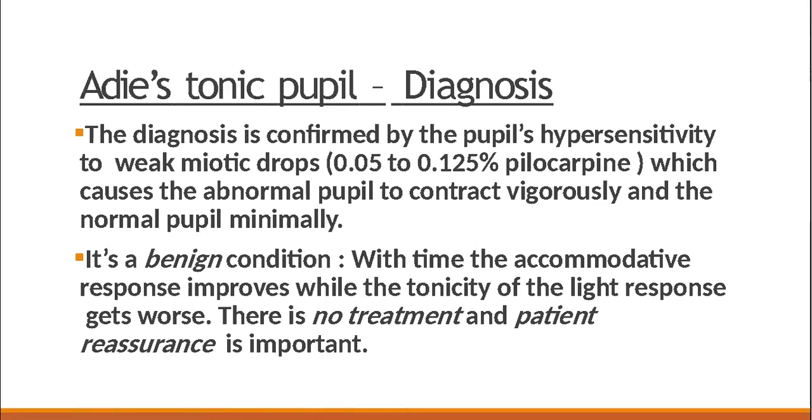And how do we confirm the diagnosis, friends? It's very easy. We have pilocarpine drops available with us. We dilute the pilocarpine drops to 10%, and then we put that drop in the abnormal pupil. It will constrict vigorously even with the diluted drop, whereas the normal pupil may not constrict. It is a benign condition. With time, the accommodative response improves, while the light response gets worse, and there is no treatment, and patient assurance is important. So this is Adie's pupil.